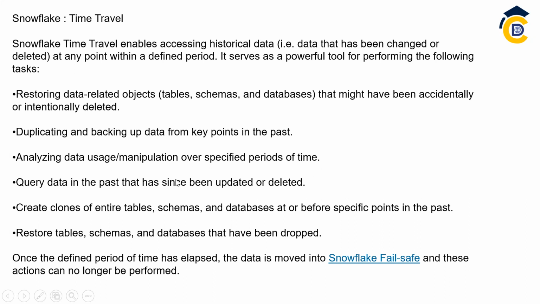Right? How much was the data incoming at a certain point in time? What was the data usage at that particular time? All that you can see. Query data in the past that has since been updated or deleted. So we are going to see all this in a demo also. You can create clones of entire tables, schemas, databases at or before specified points in the past.